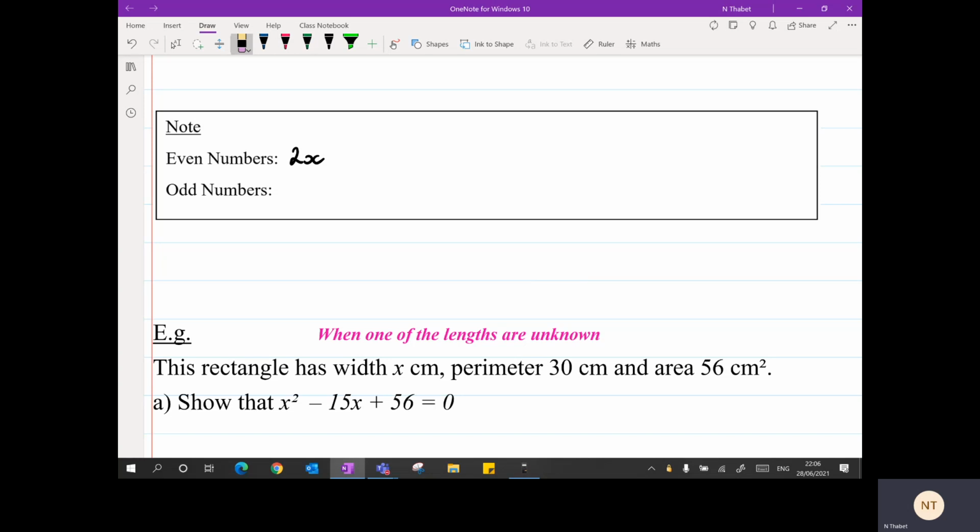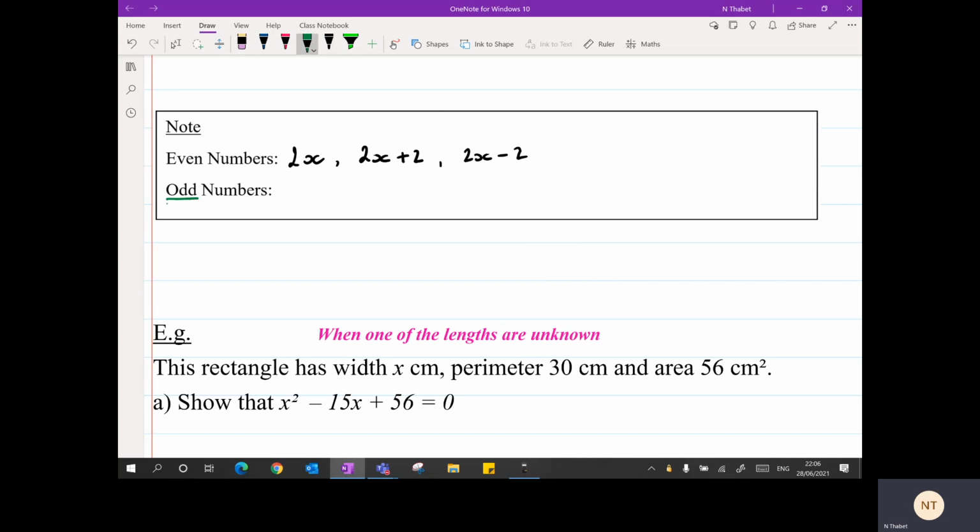Now, if I want to go to the next even number, if I have 4, 6, 8, all of these are connected by adding 2. So the next even number up is 2x plus 2. If you want to go to the even number before 2x, well, again, it was 2 less. So 2x minus 2 is also an even number. So when you're thinking about representing odd and even numbers algebraically, this is how you do it.